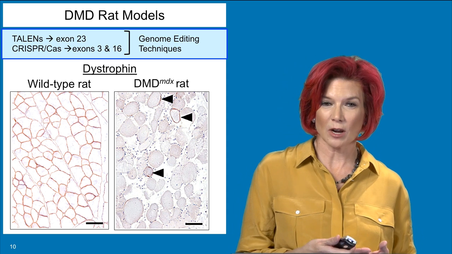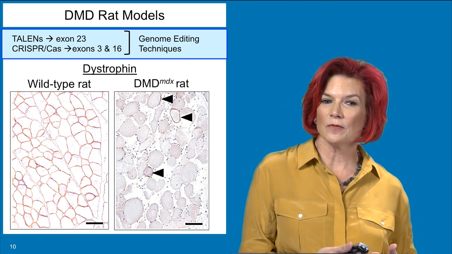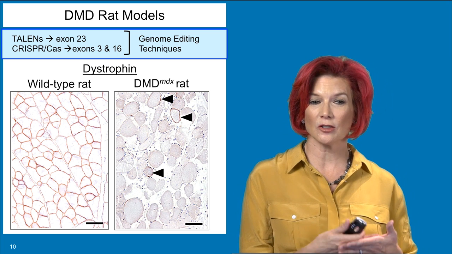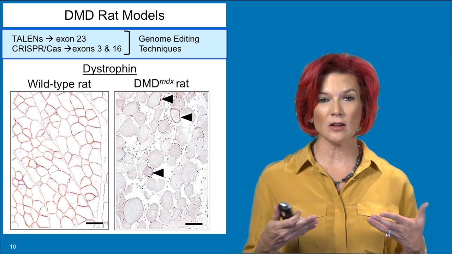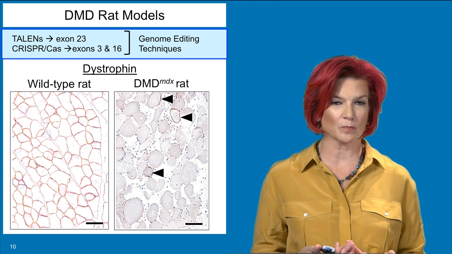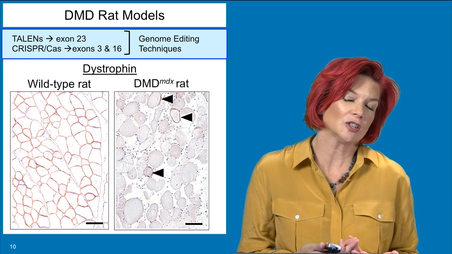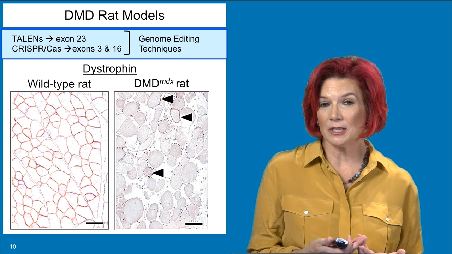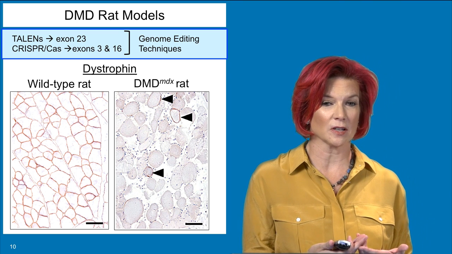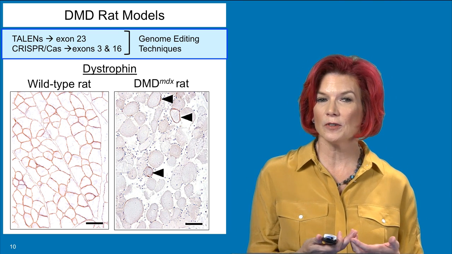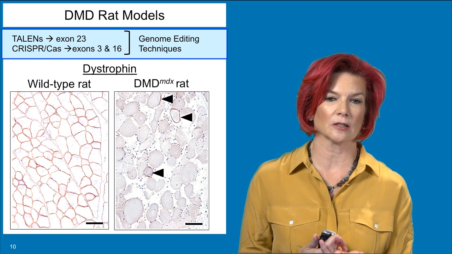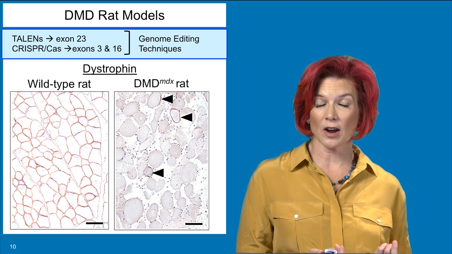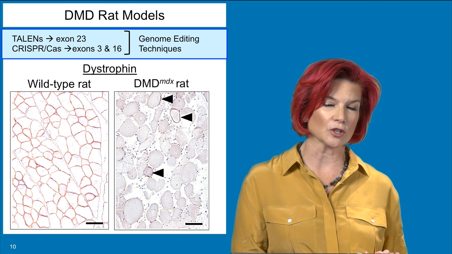And what I'm showing you here below is a dystrophin stain of a wild-type rat skeletal muscle. You can see that in the wild-type rat, the brown stain nicely lights up the sarcolemma region of each individual skeletal muscle fiber. And in the DMD-MDX rat model for Duchenne muscular dystrophy, the dystrophin staining is largely absent. There are a few fibers, denoted by the arrowhead, that are positive for dystrophin.